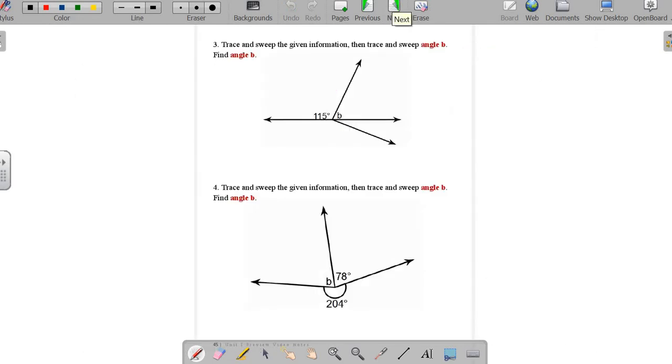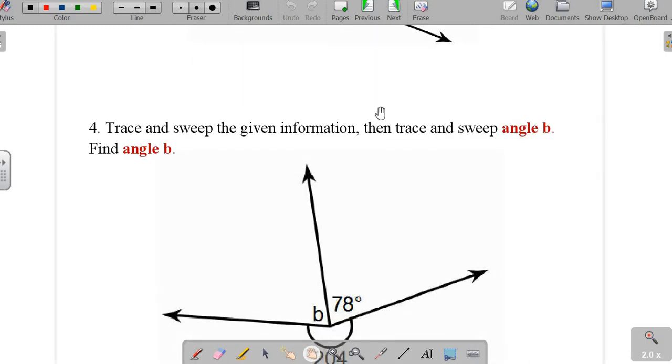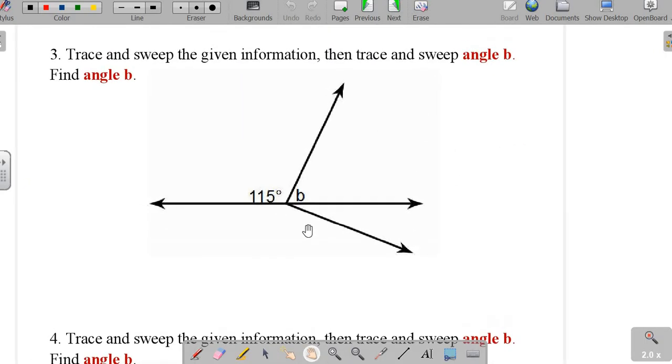Here, number 3, when you're working with angles, I would like you to physically trace. So let's trace the information that we have here. We know from here to here is 115. Now, even though there's a number there, I want you to physically redraw it. See those 2 dots? I like you to sweep between the 2 dots. And we don't know that.